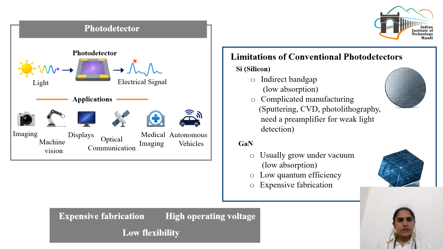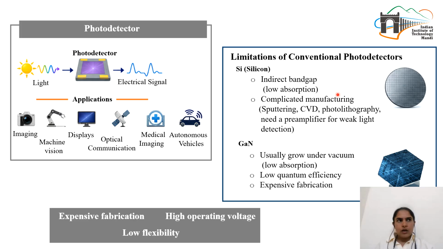So till now, in my research work, I have employed these 2D perovskite materials for the application of photodetectors. A photodetector is a device which converts light into electrical signals, and it has applications, as I have discussed, in medical imaging, optical communication, imaging, machine vision, etc.